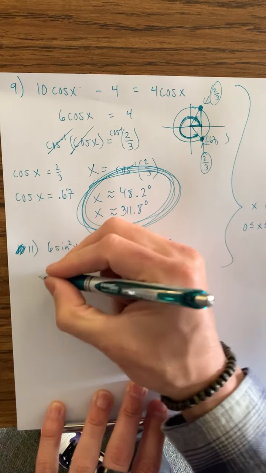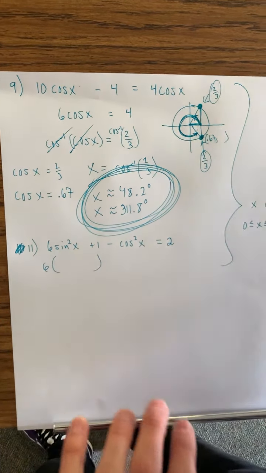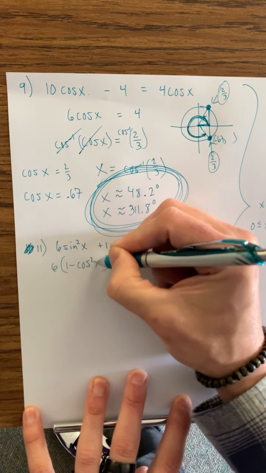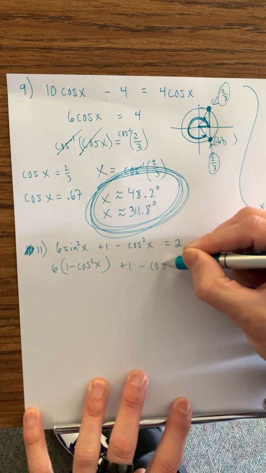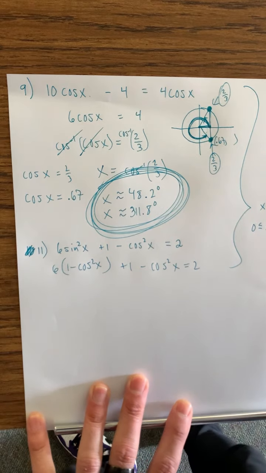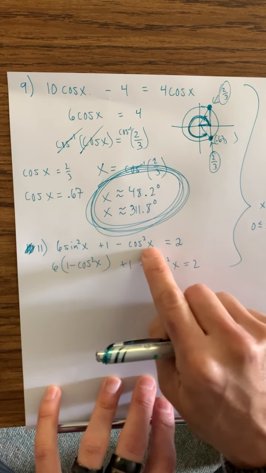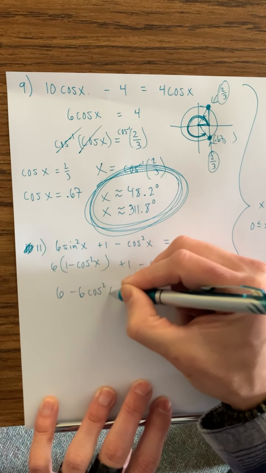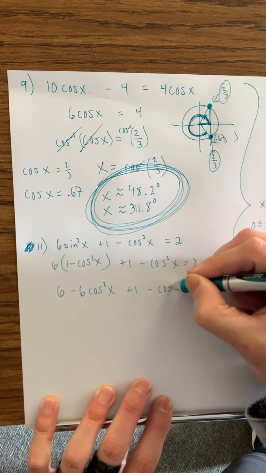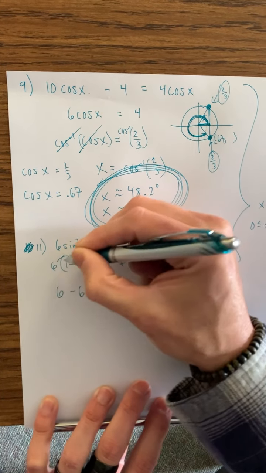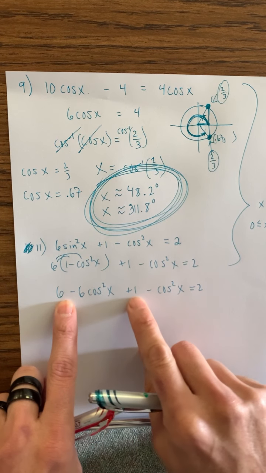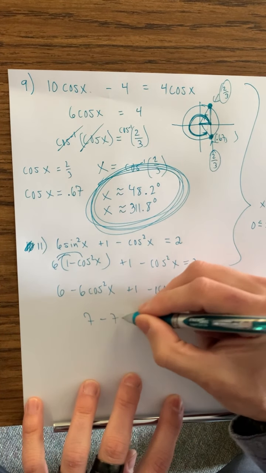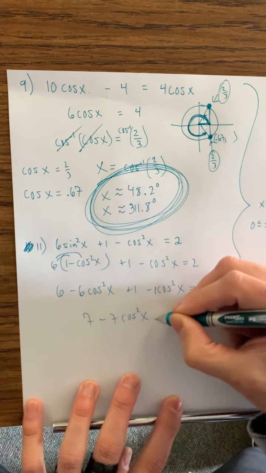So I'm going to keep the 6, but instead of sine squared, I'm going to write down 1 minus cosine squared. Everybody else stays the same. Now, what was the point of doing that? Before it was sine and cosine, now it's cosine squared, so we have some like terms. I distribute the 6, that's what I did. Now 6 and 1, that's 7. Negative 6 cosine squared minus 1 cosine squared is negative 7 cosine squared equals 2.